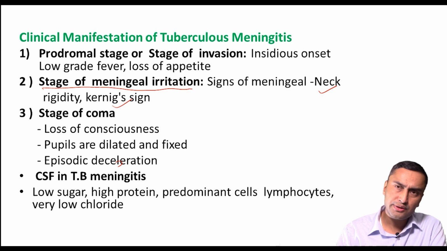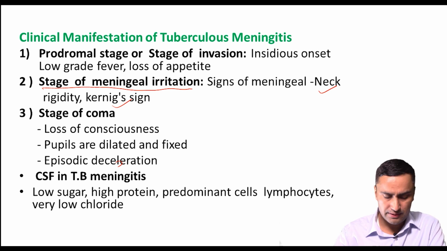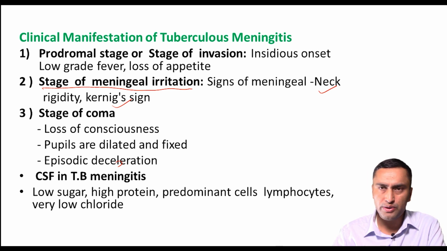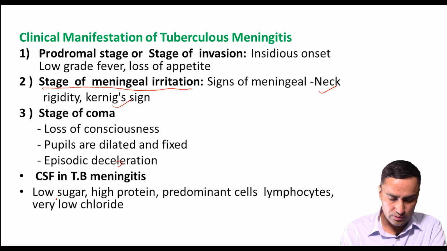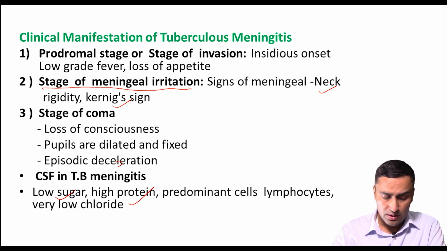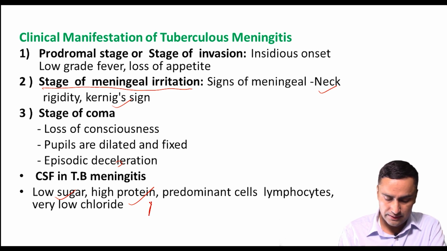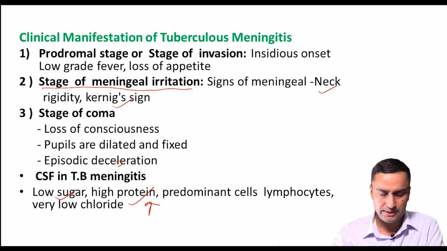So the CSF findings of TB meningitis, I have already discussed. Sugar is low in bacterial meningitis, as in all bacterial meningitis. In TB meningitis also low sugar is there, and there is high protein. In tubercular meningitis, protein level is very high, and the predominant cells are lymphocytes, with low chloride levels.